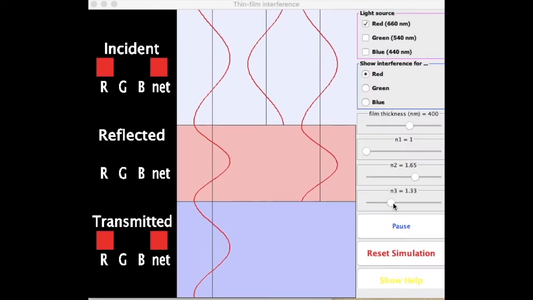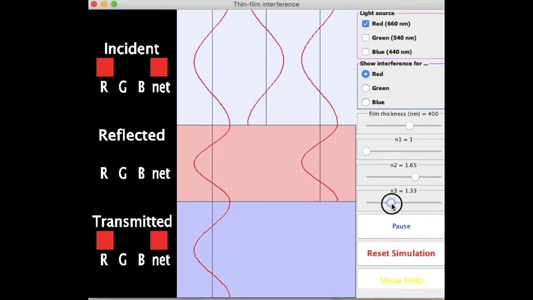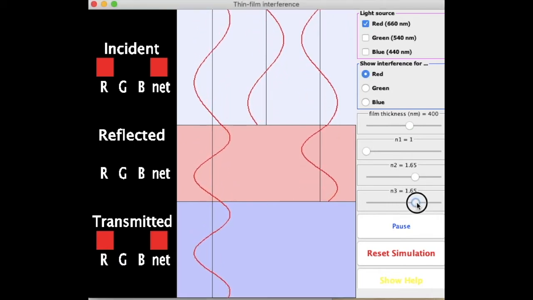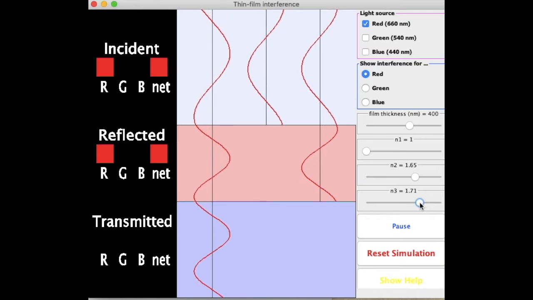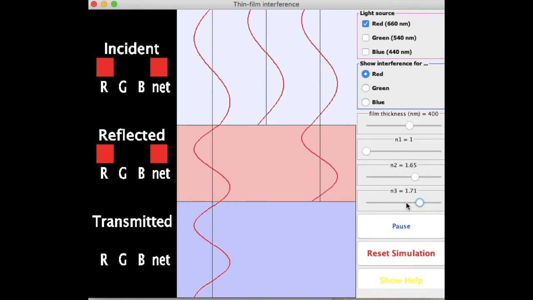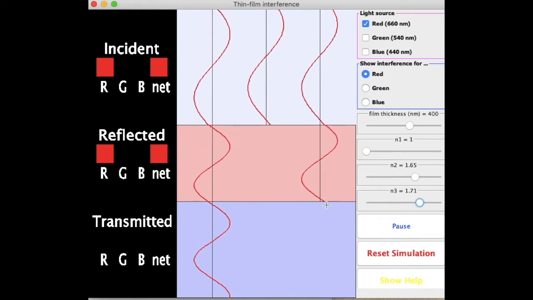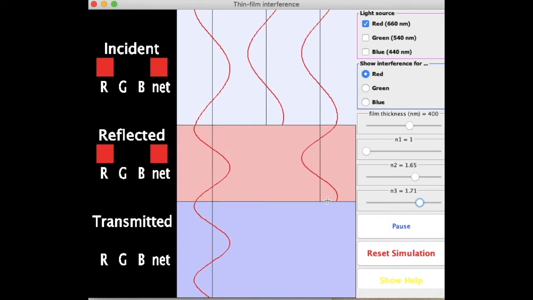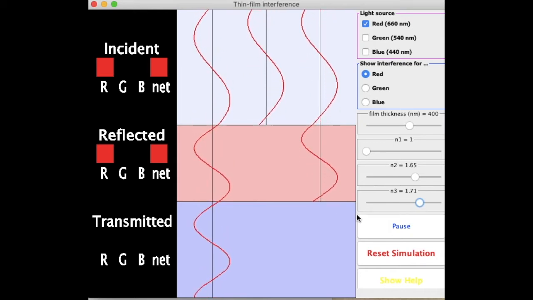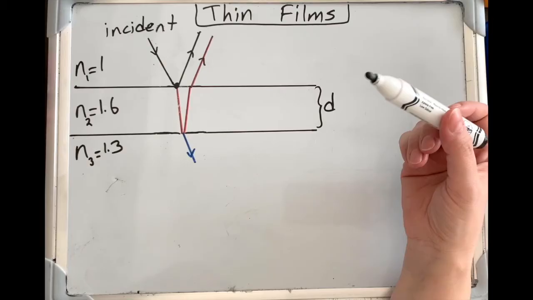When I increase the index of refraction of the third medium, at one point you can see that this wave has switched, because now this third medium has a larger refractive index than the second medium, and it also goes through a fixed end reflection, which means now the two reflected rays are in phase with each other. Let's explain this in more detail.